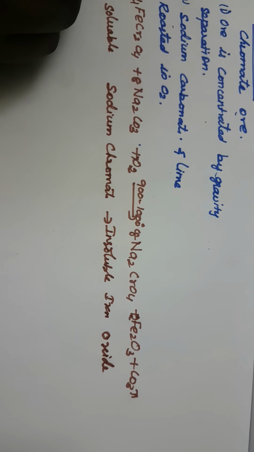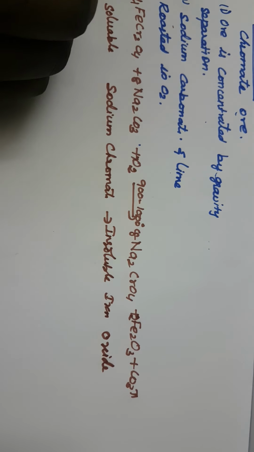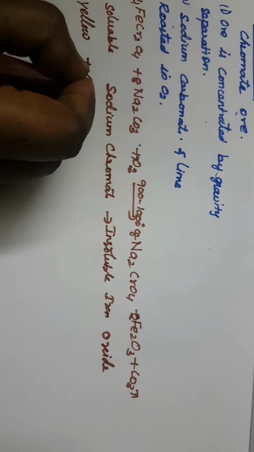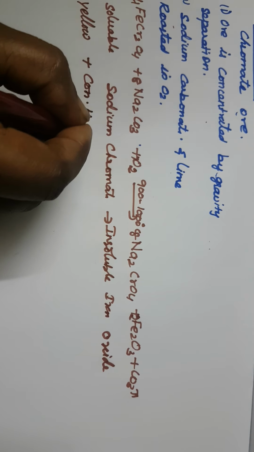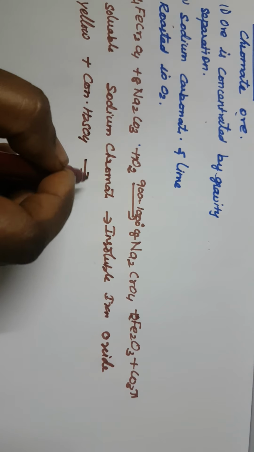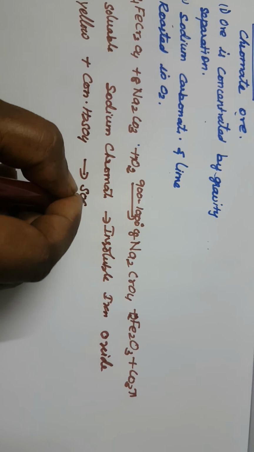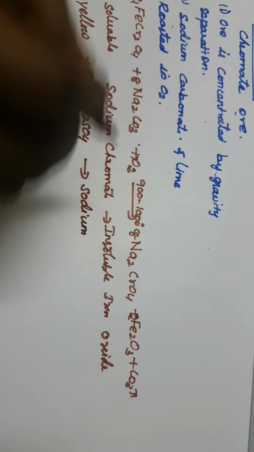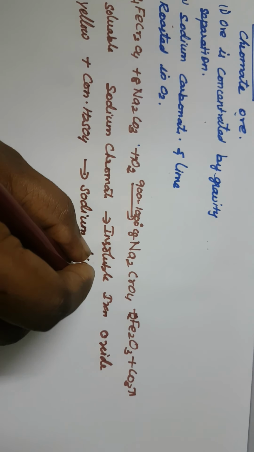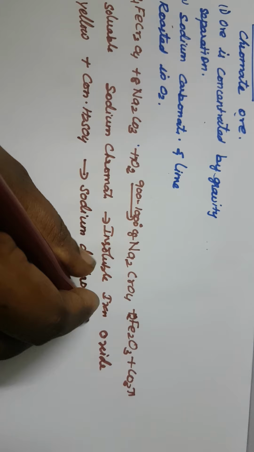After the next process, the yellow color sodium chromate is mixed with concentrated sulfuric acid, and the sodium chromate is converted into sodium dichromate. Okay, so this is the next one.